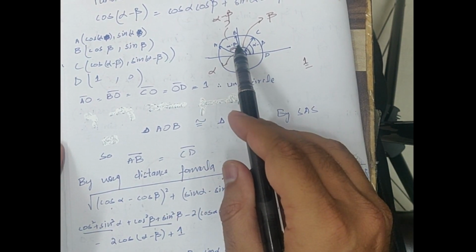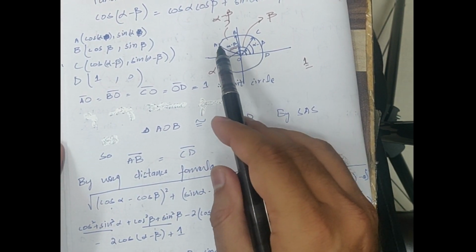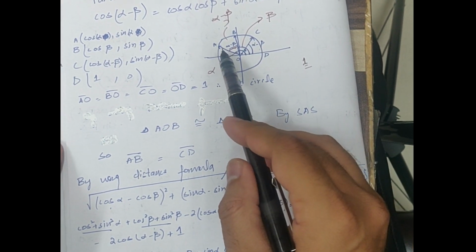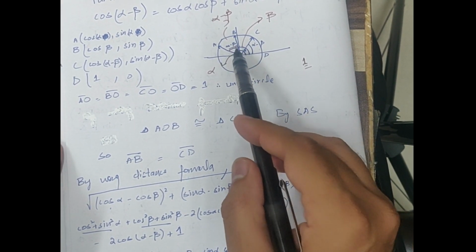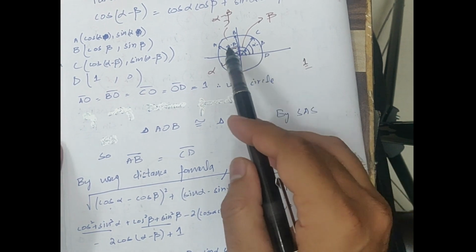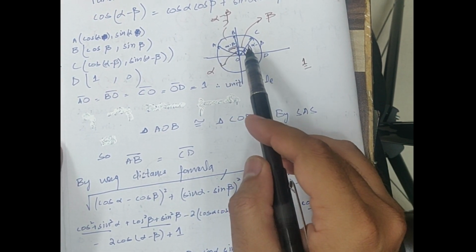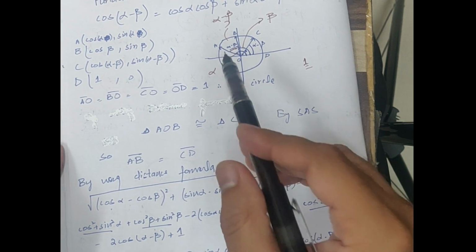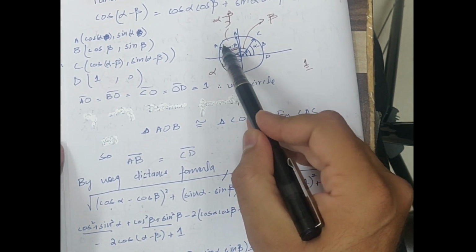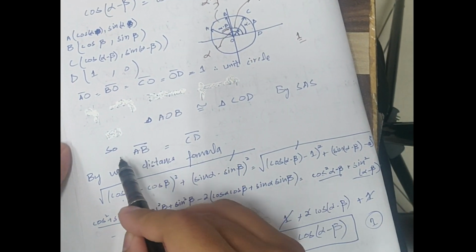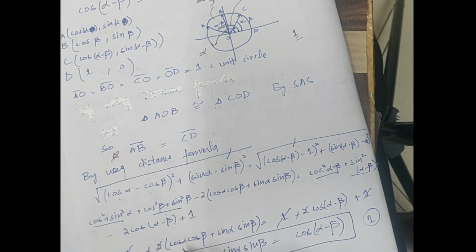Now if two triangles are congruent, then all their sides and all their angles must be equal. So if OA is equal to OC and OB is equal to OD, and this angle alpha minus beta is equal to this angle alpha minus beta, then it implies that the side AB must also be equal to side CD. So this is what we are going to use.